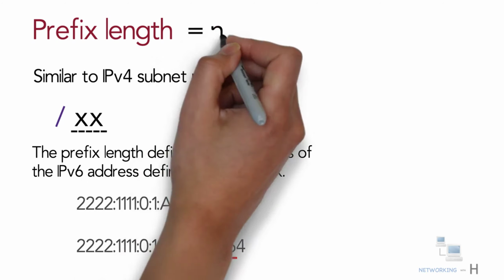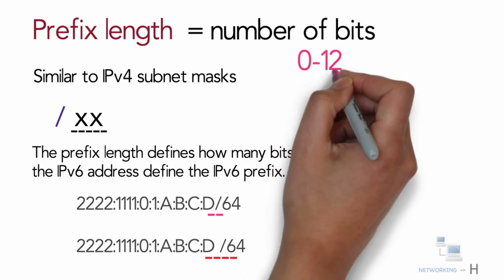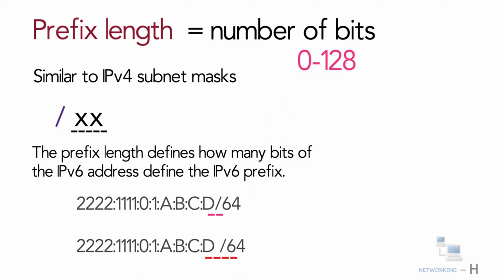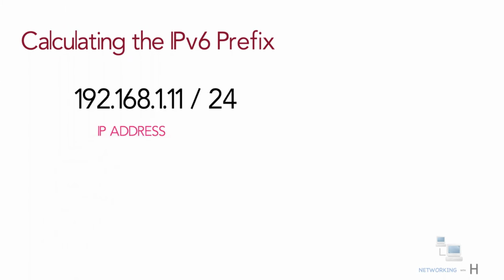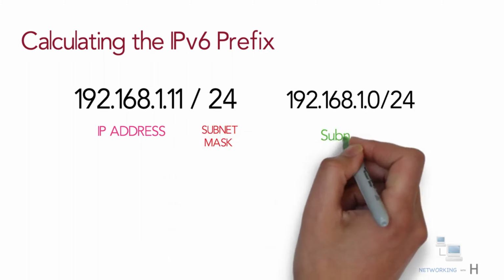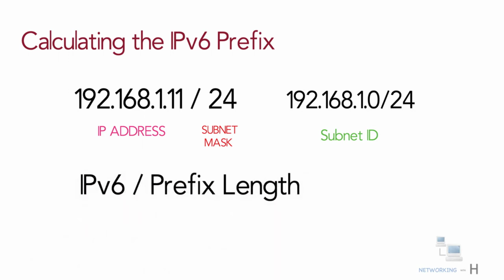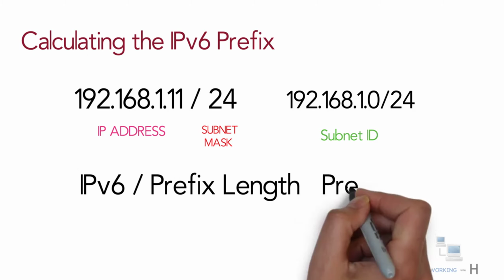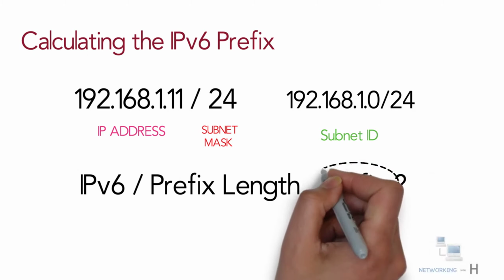Finally, note that the prefix length is the number of bits, so with IPv6 the legal value ranges from 0 through 128. Let's see how to calculate the IPv6 prefix. With IPv4 you can take an IP address and the associated subnet mask and calculate the subnet ID. With IPv6 subnetting, you can take an IPv6 address and the associated prefix length and calculate the IPv6 equivalent of the subnet ID, an IPv6 prefix.